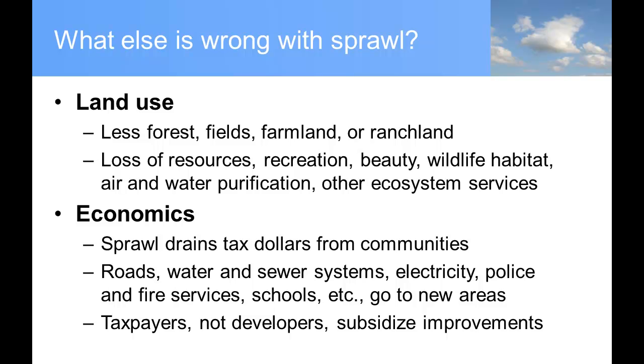Economics. Sprawl drains tax dollars away from communities. Older communities lose their tax base as people move out of those areas. They lose the money that they need to maintain roads and water and sewer systems, electricity, police, fire services, schools. Those resources all go to newer areas, often spending more per person for these services because there's lots of duplication and more resources being stretched thin as population densities get spread out more.